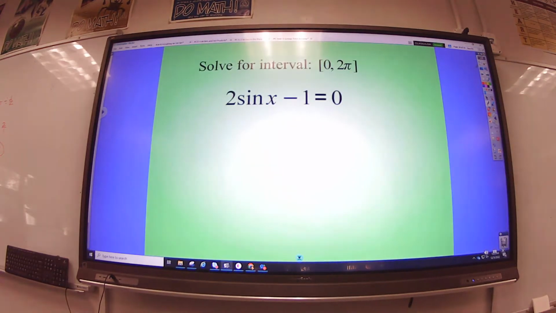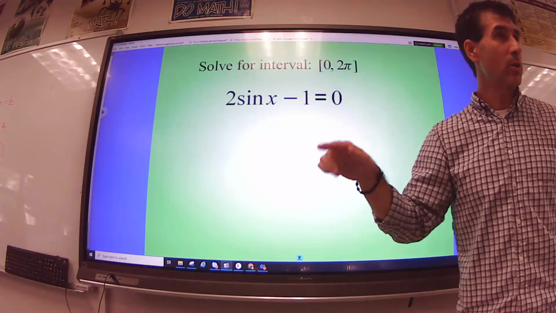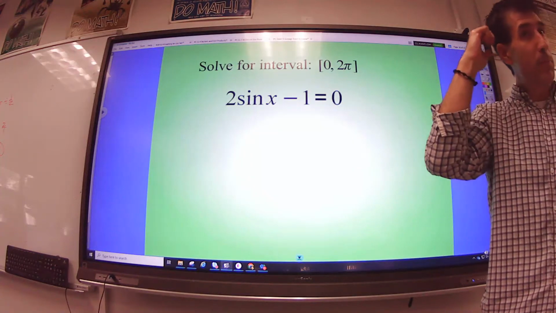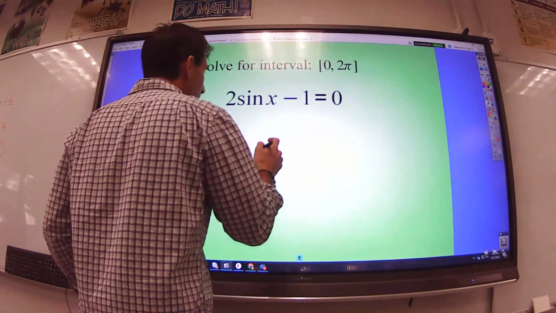Pause this. This one's pretty simple. This is just like solving a regular equation. You need your unit circle here for this. As long as it's from 0 to 2 pi, you're going to look at your unit circle because it can go on forever. But you'll see what I mean here for a second.